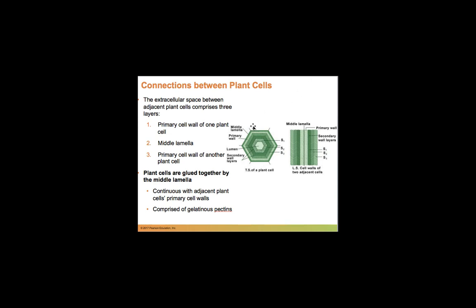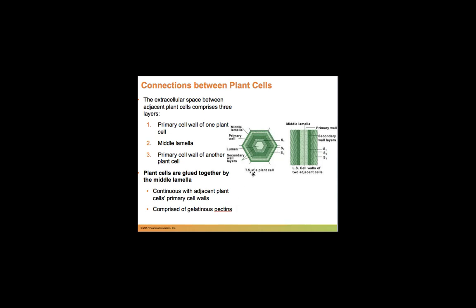So I'm going to take one plant cell, right? And this plant cell is going to have a primary cell wall. And I want to attach it directly to another plant cell, and that other plant cell is also going to have a primary cell wall. We're going to glue this together with a substance called the middle lamella. So plant cells will be glued together by the middle lamella. The middle lamella is going to be continuous with adjacent plant cells' primary cell walls and is comprised of pectins.